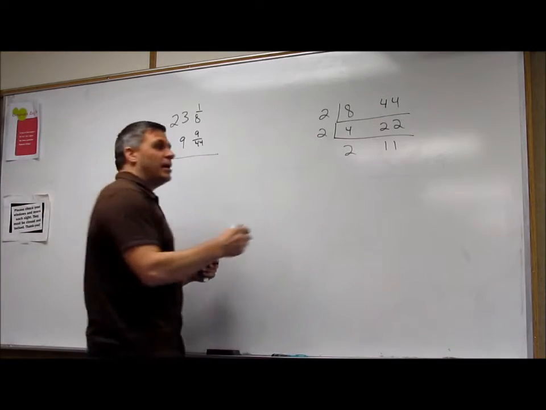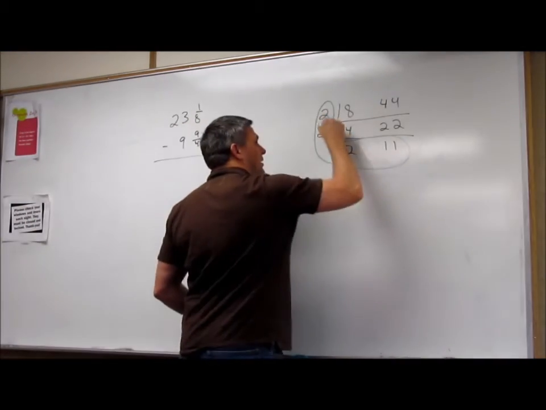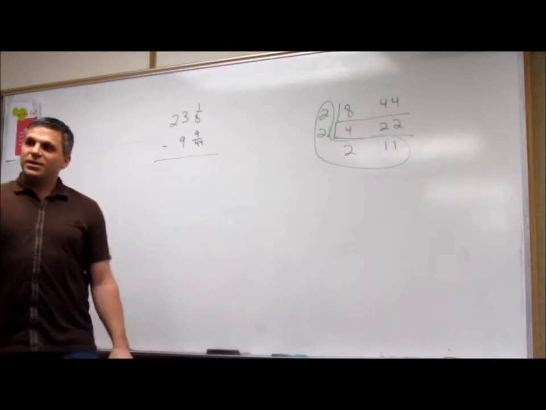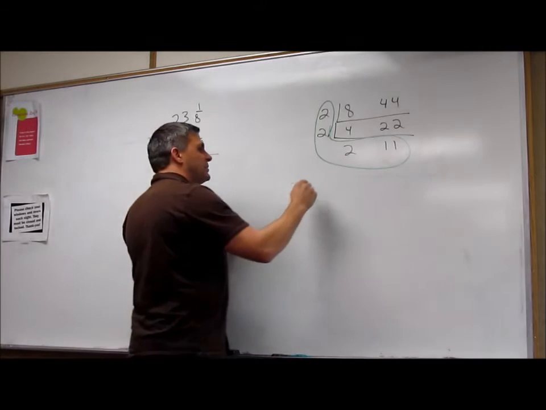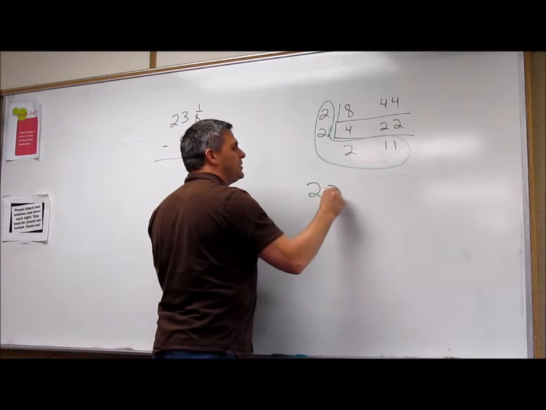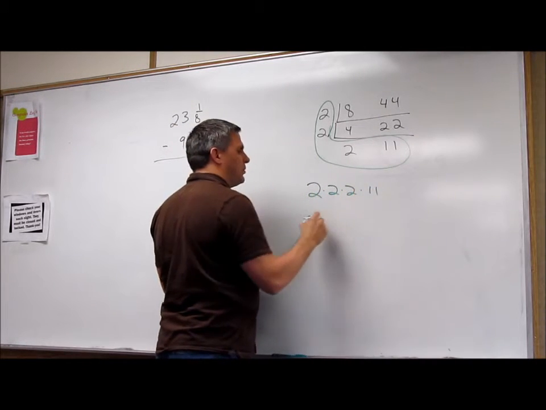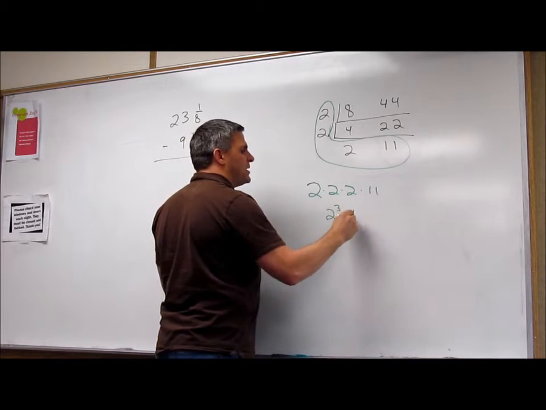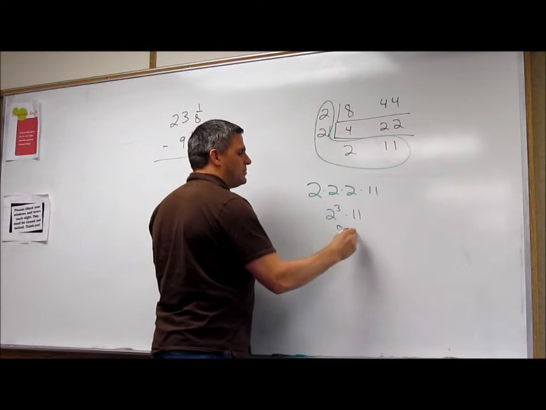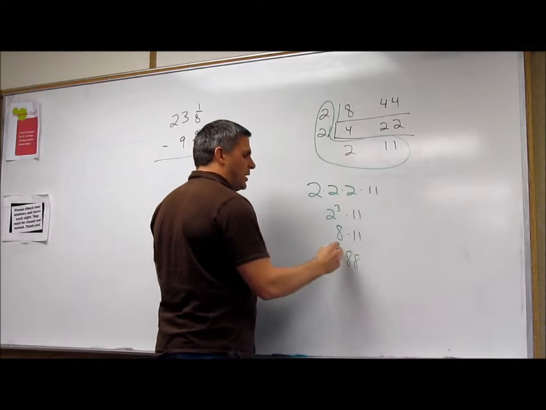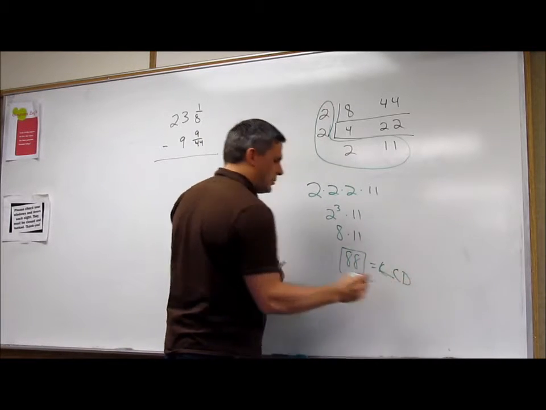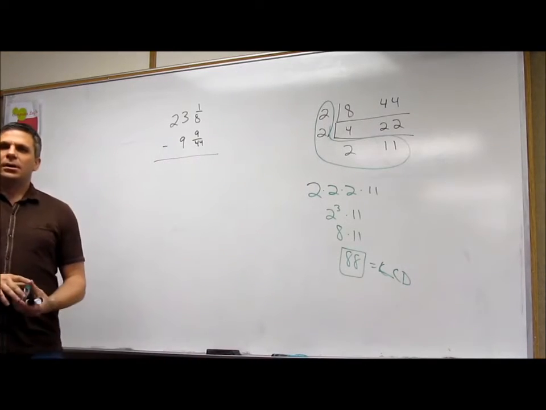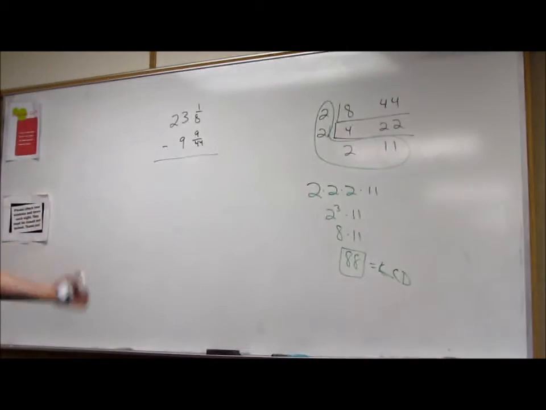Nothing, right? This is your LCD. So what is your LCD? It's 2 times 2 times 2 times 11. Or 2 cubed times 11. Or 8 times 11. Or 88. Okay? Well, that's nice to know, but how do we get there?